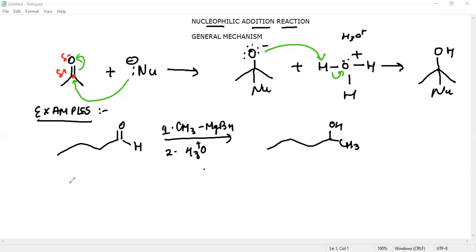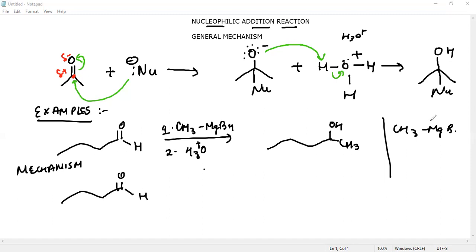Let's look into the mechanism of this one. We have this aldehyde group over here, and then let's look into CH3MgBr. What is CH3MgBr? You do know that Mg bears +2 charge and Br bears -1 charge. So this methyl group should have -1 charge. This is your nucleophile here. So from CH3MgBr, this will go ahead and make the attack. I will write here CH3. This will go ahead and make the attack on this positive carbon.